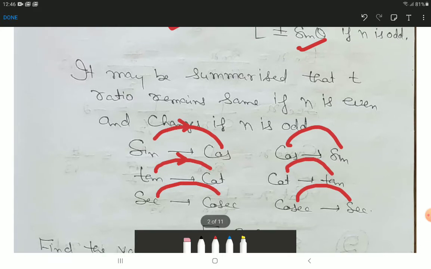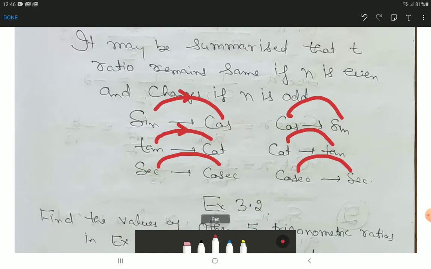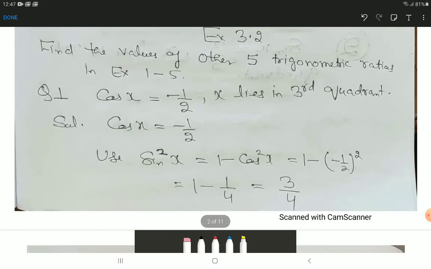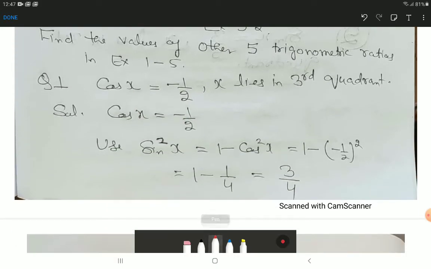So now I am taking a few examples from exercise 3.2. Find the values of the other 5 trigonometric ratios in exercises 1 to 5. In total, there are 6 trigonometric ratios. So in questions 1 to 5, you have been given the value of one trigonometric ratio and you have to find the value of the other 5 trigonometric ratios.